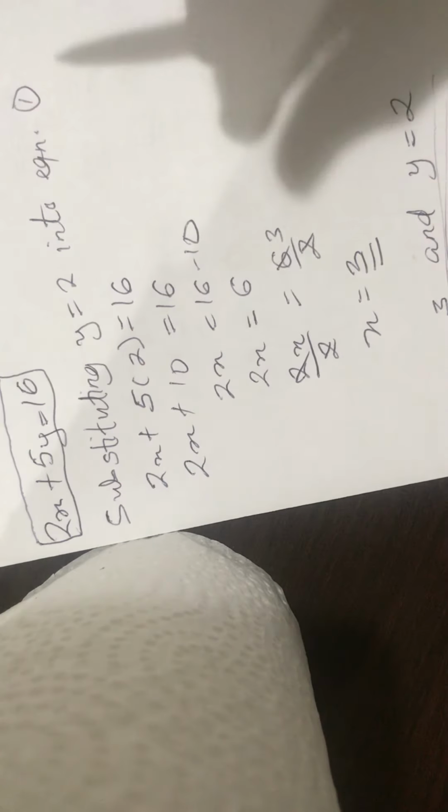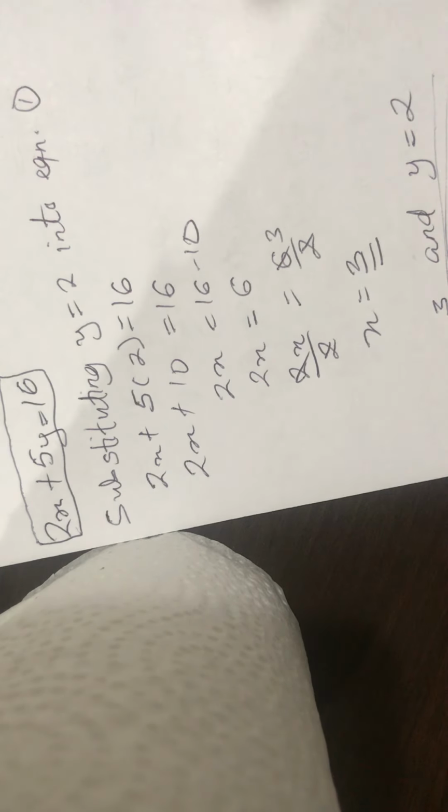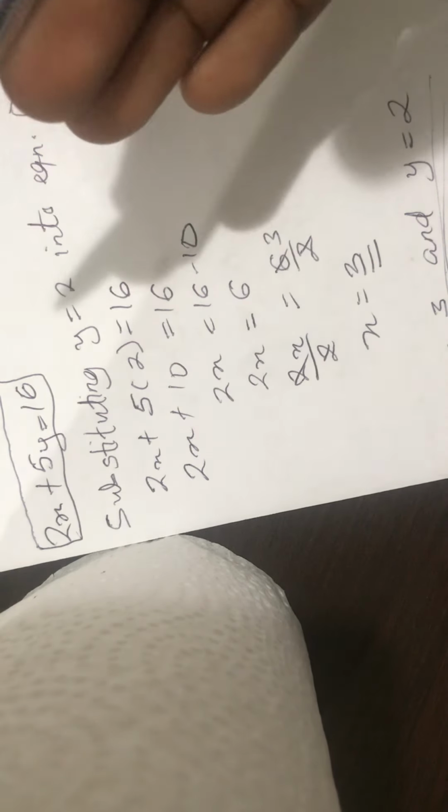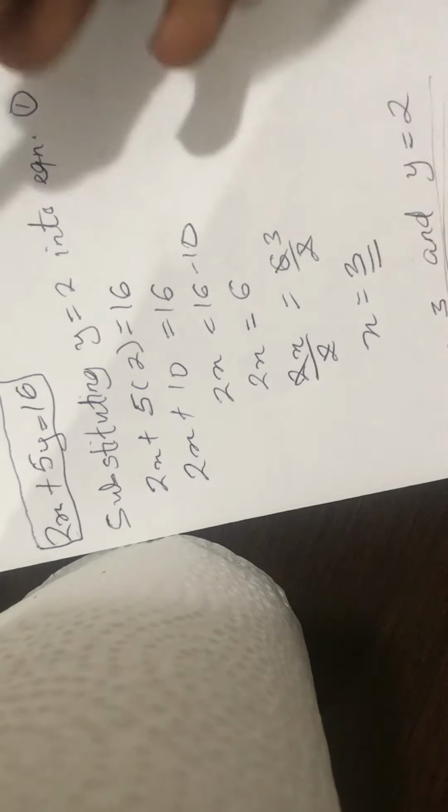Just understand the steps. First, choose an equation, make one of the variables the subject, and place that value into the next equation that you didn't touch. Now you solve. Make sure your change of subject is very good, your substitution is very good, and your linear equations are very good. Because if you don't know how to solve linear equations, there's no way you'll arrive at the answer. It's a matter of linear equations.